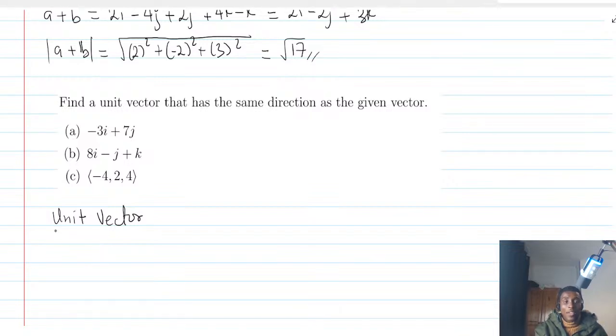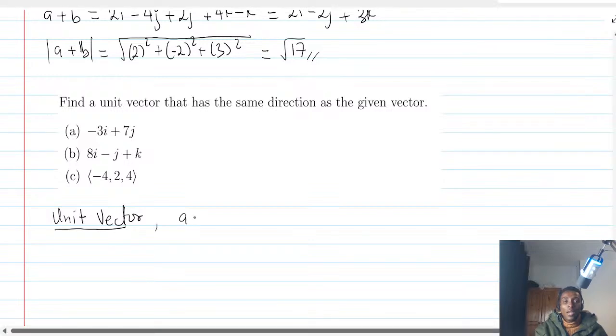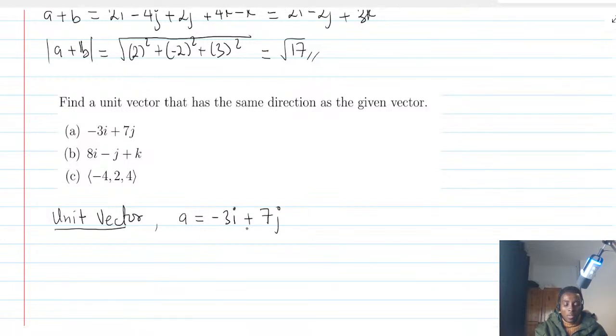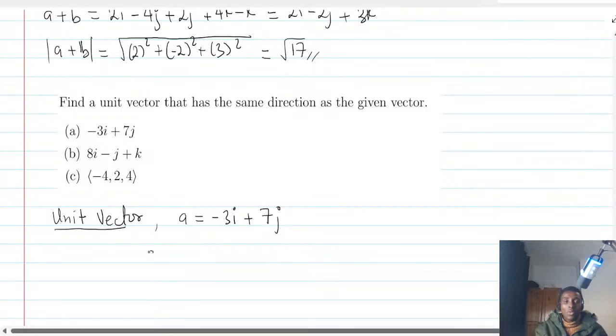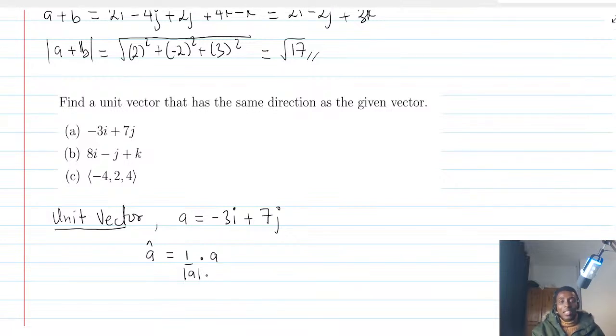So if you want to calculate a unit vector, let's say for A equals minus 3i plus 7j. To find the unit vector, you will have to say that the unit vector is 1 over the magnitude of A multiplied by A itself. So in other words, a unit vector is like the vector divided by its magnitude. That's all.